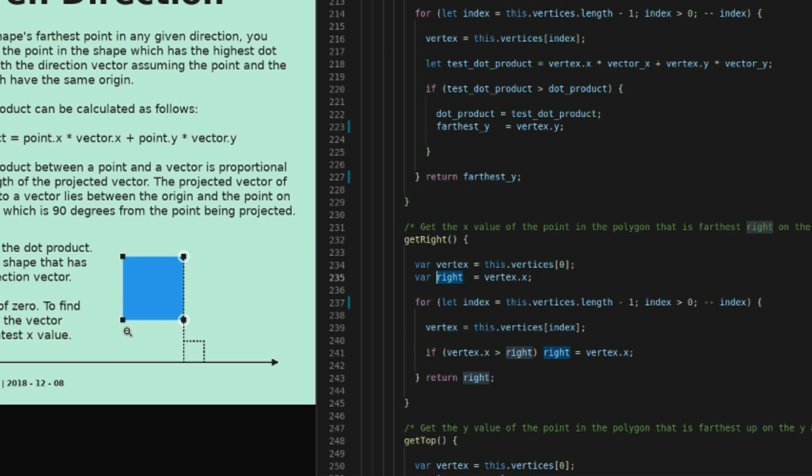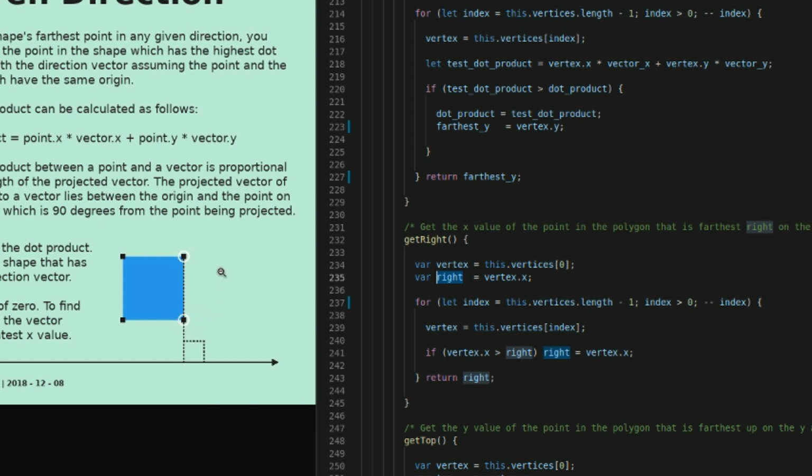We're going to test to see, is this vertex's x value greater than the value we stored for right, which was this vertex's x value. Well, they're exactly the same, so we just continue the loop and we go to the next one. We're going to go to this one. We're going to check to see, is the x value of this vertex greater than the value we have stored for right? It is, because it's farther along the x-axis in this direction. It has a greater value. So now we make right equal to the x value of this vertex.